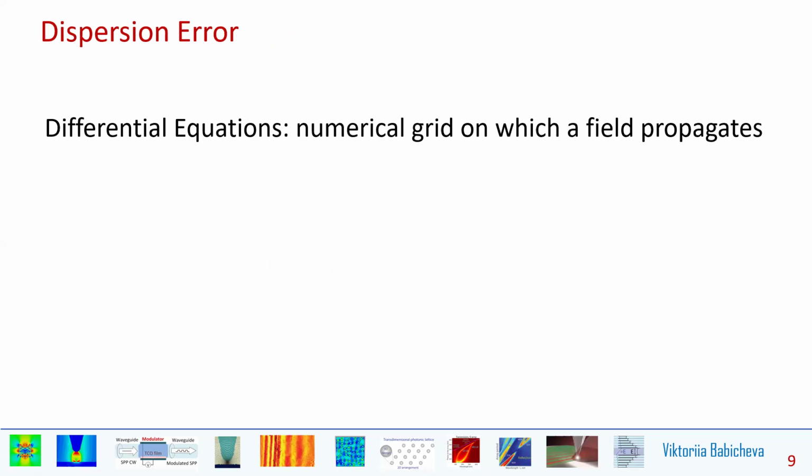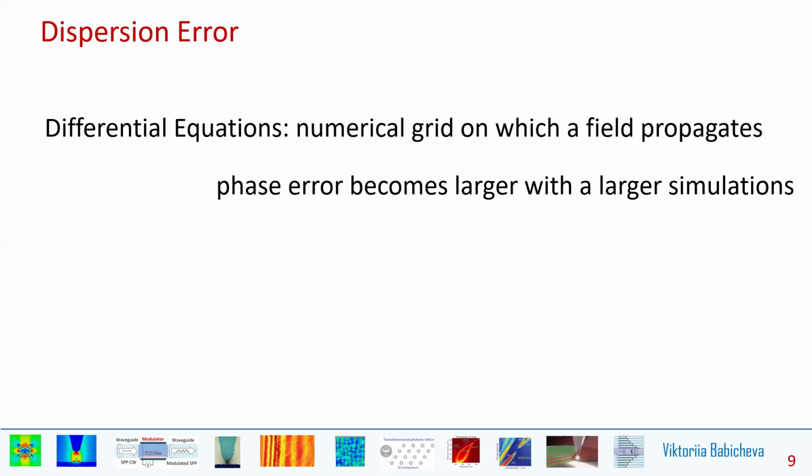Let's first focus on solving differential equations. In this case, we construct a numerical grid, and we consider fields propagating on this grid. In other words, if a field propagates from point A to point B, we target those fields on a numerical grid. In this mode of field propagation, a small error is often committed, resulting in a phase error in the field.